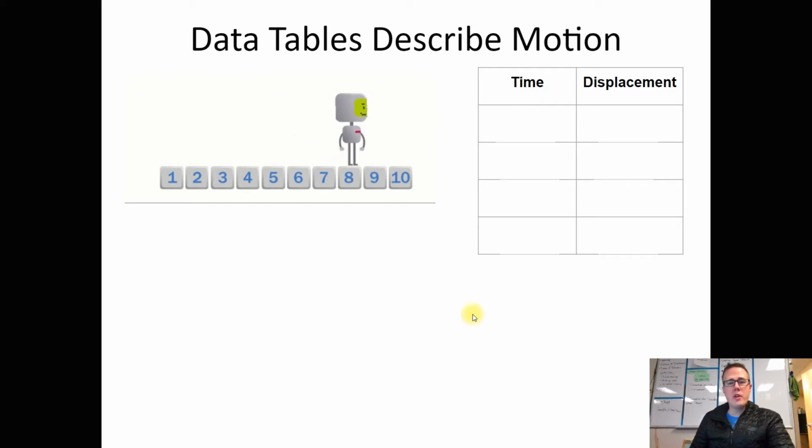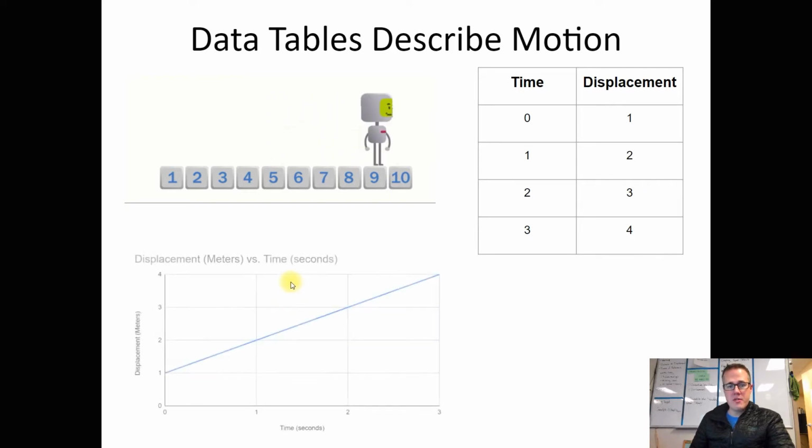Let's say that we have a really simple situation where we've got some object, this robot, that's moving one space away about every second as time goes on. Well, if we were to make a graph of this, we would plot our time 0, and he started on the first box, and every second after that, he moved one more box, and he just kept going like that.